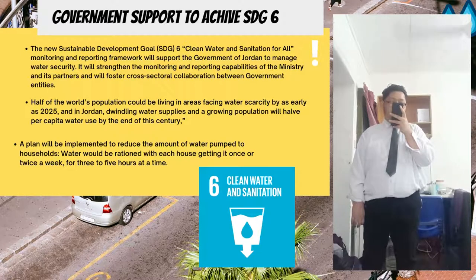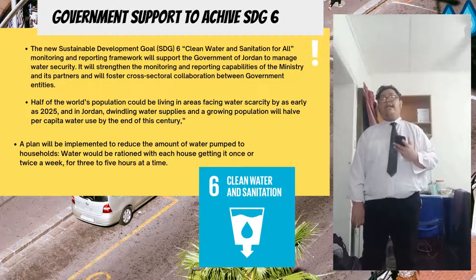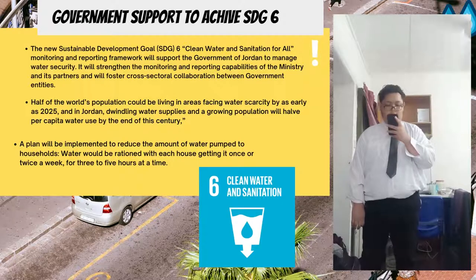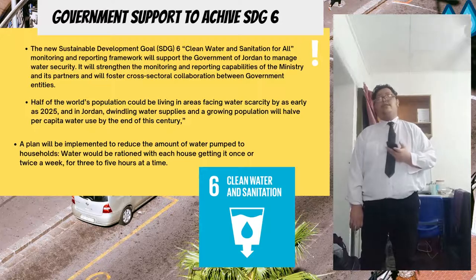Half of the world's population could be living in areas facing water scarcity by as early as 2025, and in Jordan, dwindling water supplies and a growing population will reduce per capita water use by the end of this century. This means the population is growing more. It's harder for Jordan to achieve this SDG, which is water and sanitation, to achieve the goal.